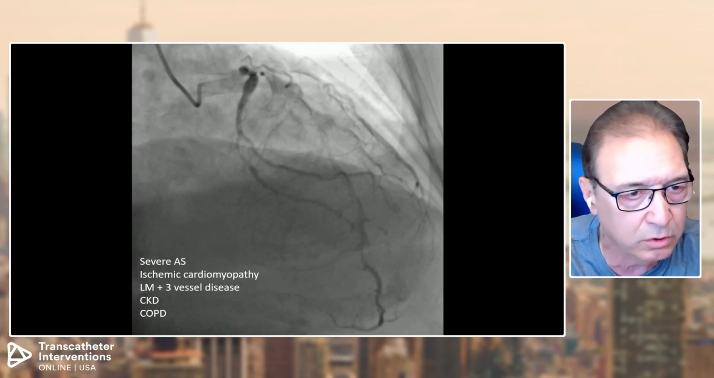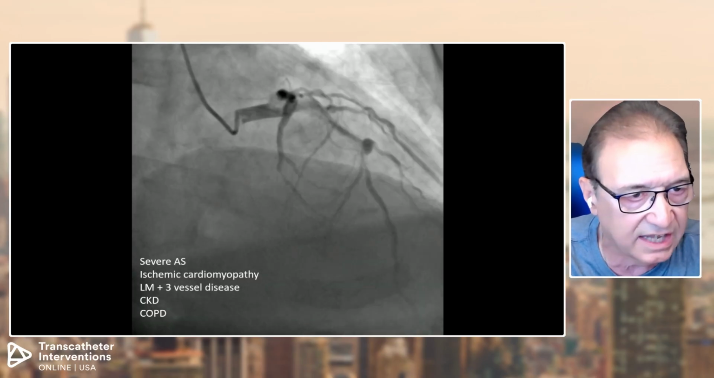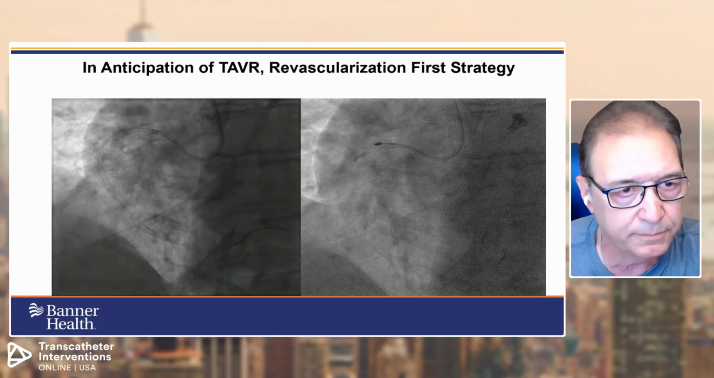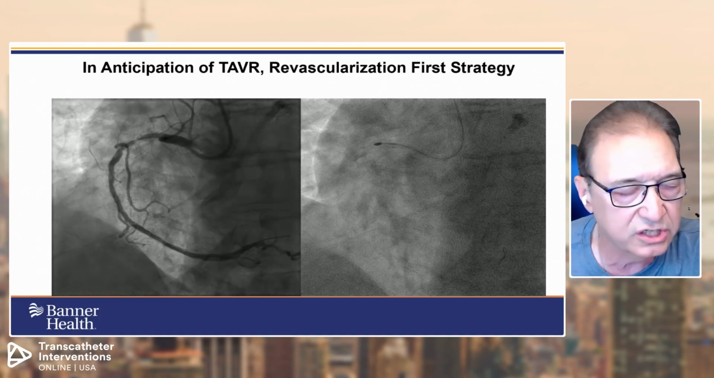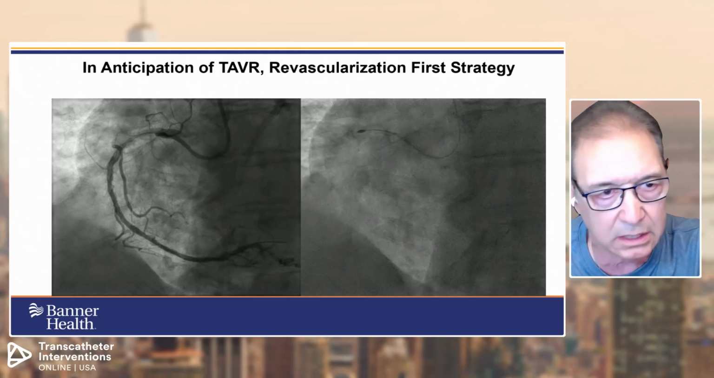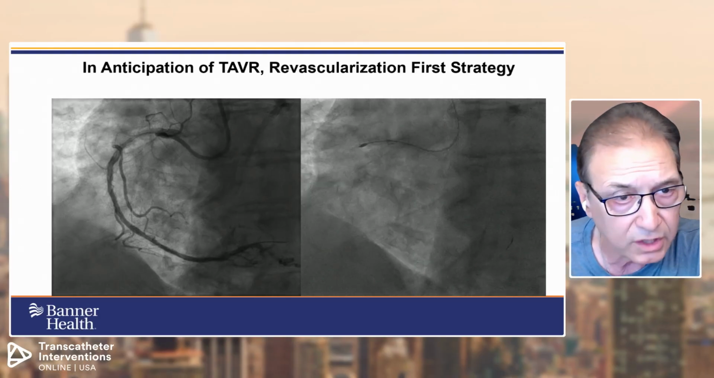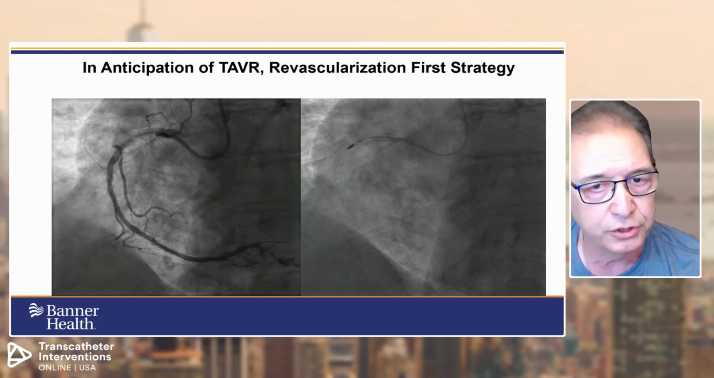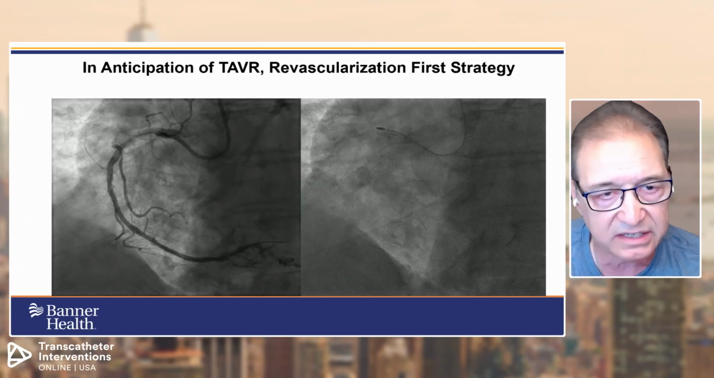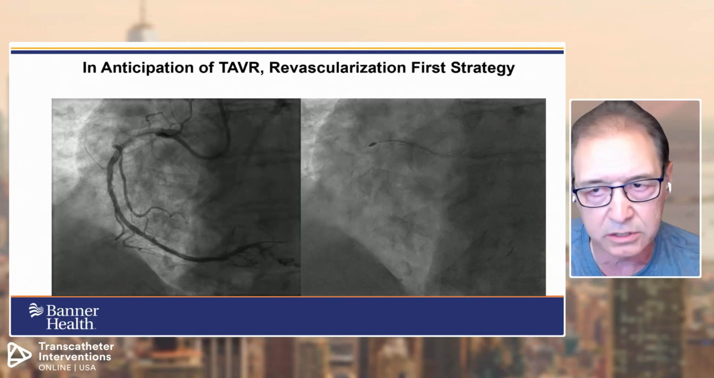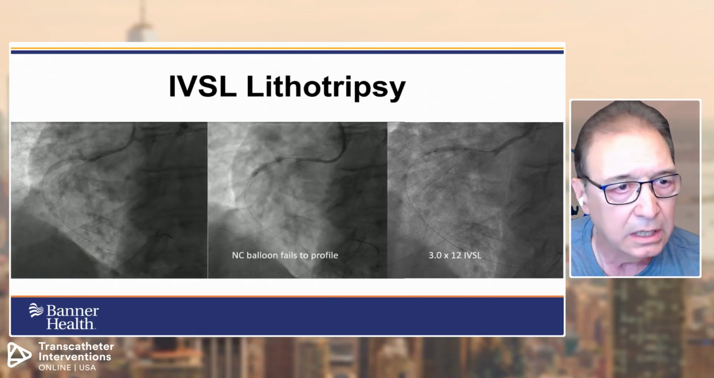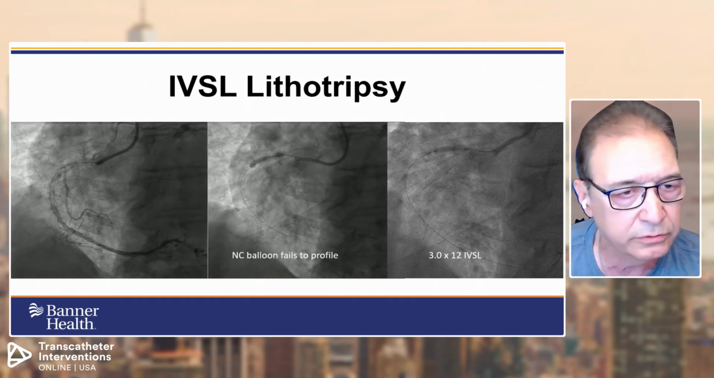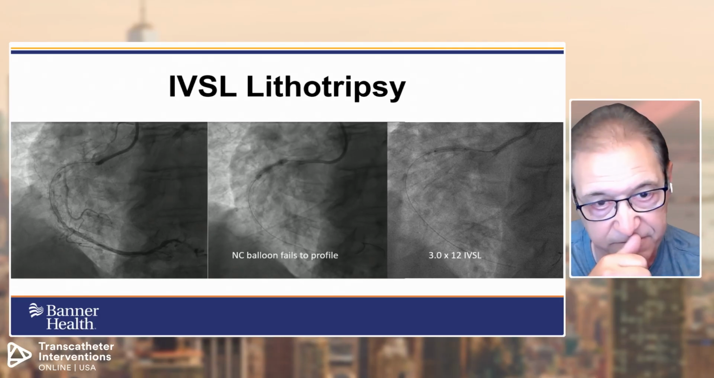So in summary, we have an 81-year-old with an ischemic cardiomyopathy, 3 vessel and left main disease, CKD, COPD, and there was no enthusiasm on the part of surgeons, where historically this would have been the domain of CV surgery. So in anticipation of TAVR, we took her to the lab, and the first thing we did was to perform high-speed rotational atherectomy of the right coronary artery. We took on the right coronary artery first, and after that, you can see our NC balloon fails to completely profile.